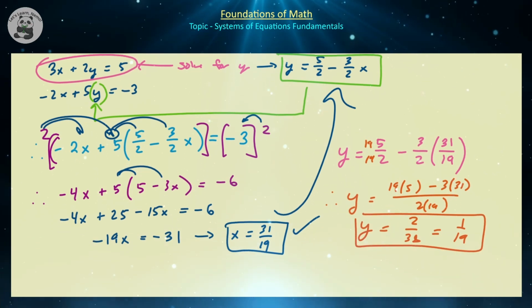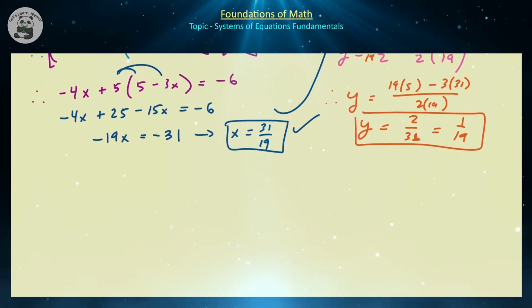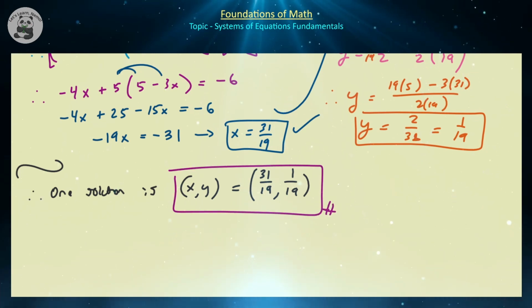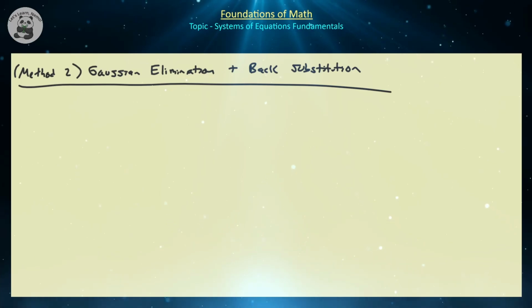So once you have x and once you have y, that means you have found the solution to the system. So that means we have one solution, and the solution is the point (x, y) equal to (31/19, 1/19). So obviously we can see with this first method, it definitely does work. You have to be comfortable with fractions, generally speaking, but it definitely does give us the solution to that equation. And you can substitute this point into the first and second equation and verify that it actually does work for both.